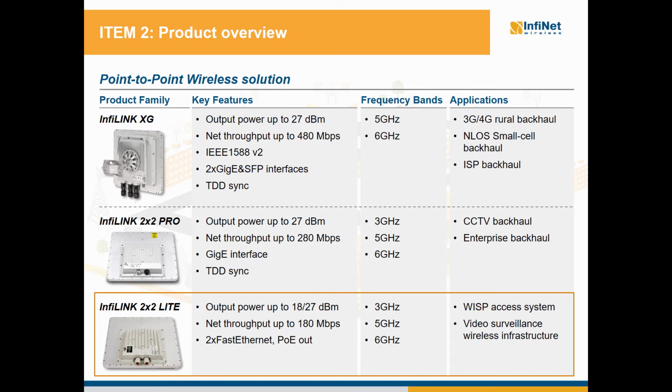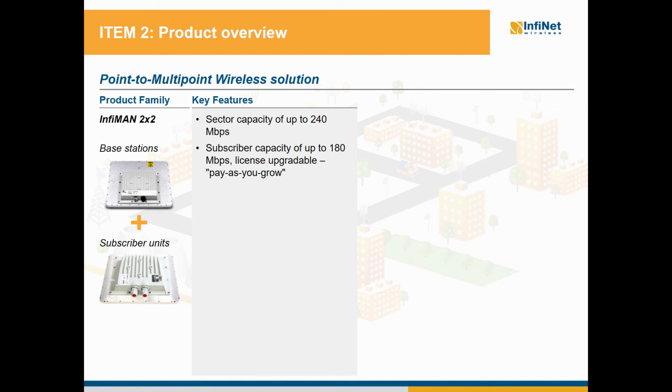You can notice that the products offer modular capacities, which helps a lot in choosing the best solution that fits with the actual requirements. Moving on to the point-to-multipoint solutions, you can benefit of sector capacities of up to 240 megabits per second and subscriber terminal capacities of up to 180 megabits per second. The capacity is also license upgradable, giving you the possibility to apply a pay-as-you-grow strategy and revise what is best for your business development at each stage.